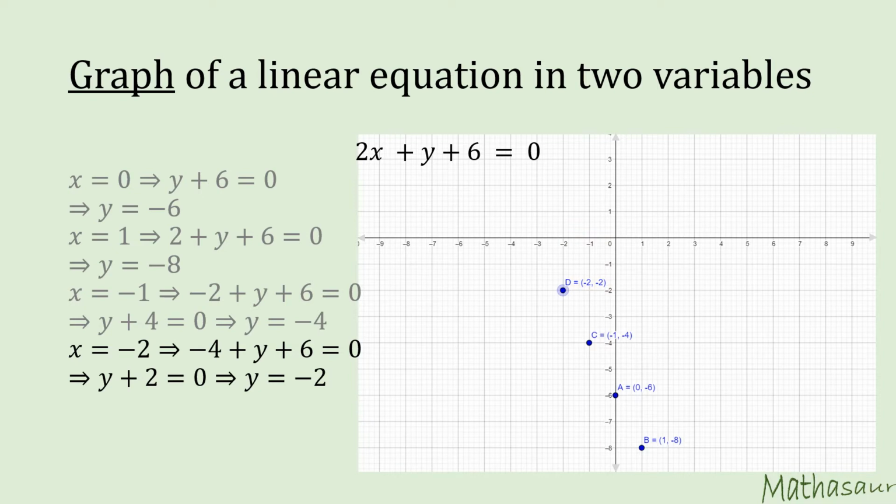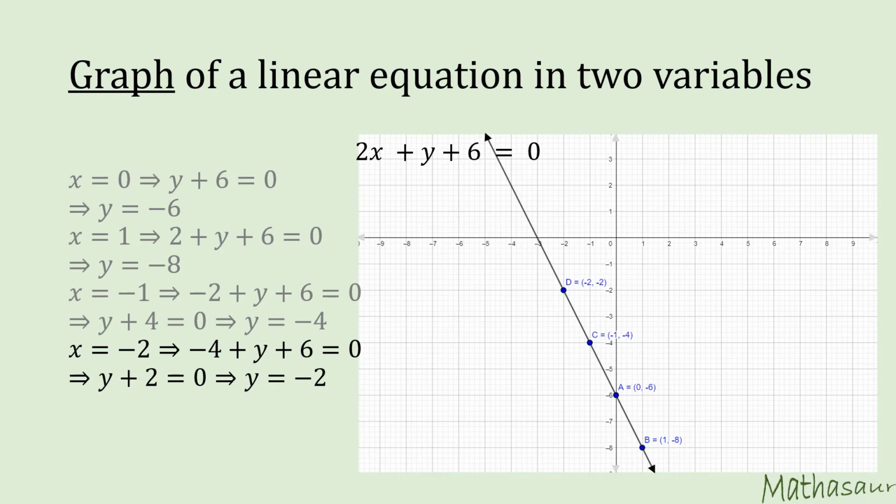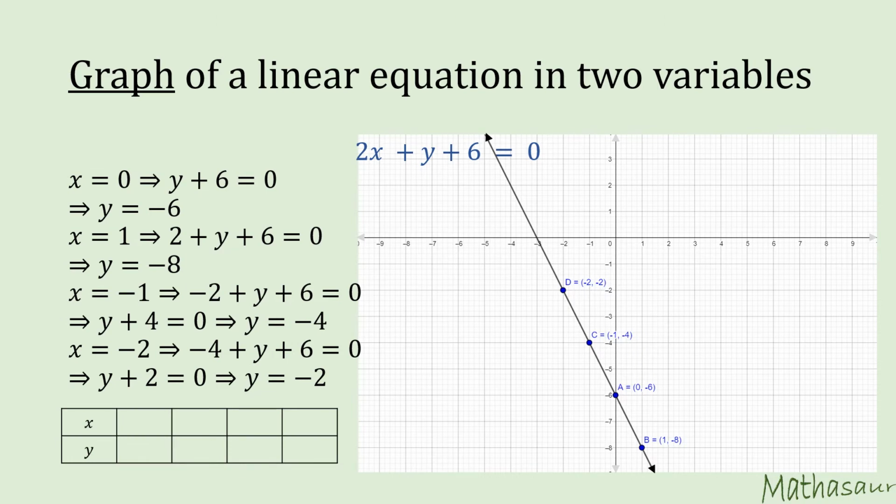What do you think will happen if we join these 4 points? We would get a straight line. Isn't that interesting? A linear equation in two variables gives us a straight line on the xy plane. Now this looks very cluttered.